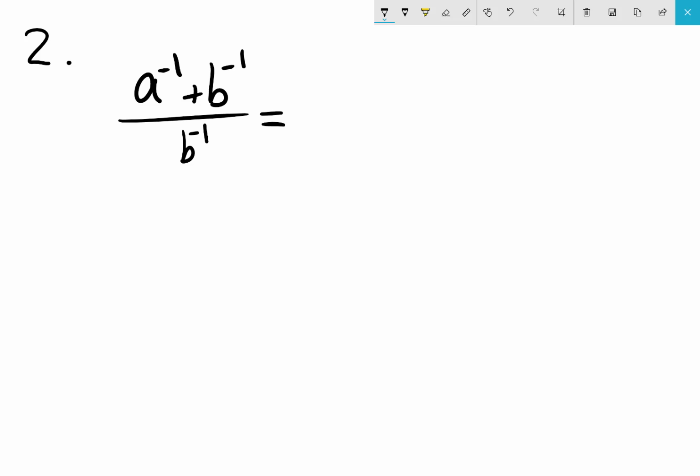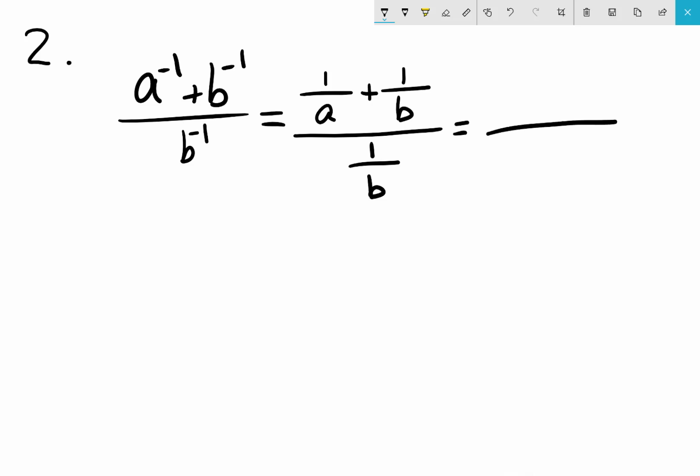a to the negative 1 means 1 over a to the positive 1. b to the negative 1 means 1 over b to the positive 1. And again, on the denominator, b to the negative 1 is equal to 1 over b to the positive 1. Now you're going to do the same thing we did on the last problem. You're going to make it so that you have in the numerator 1 fraction and in the denominator 1 fraction. Now the denominator, you already just have 1 fraction, so you can rewrite that.